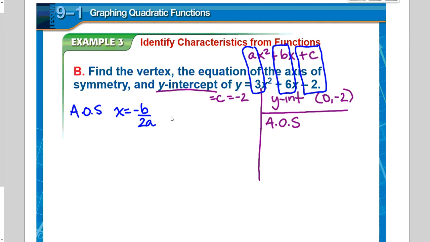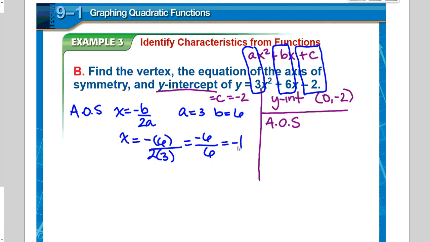So here we go. Let's identify. We know that a is equal to 3 and b is equal to 6. So I'm going to plug that in. In this place, I'm going to put b, 6. And in this place, I'm going to put 3. So we end up with negative times 6, negative 6, and 2 times 3, which is just 6. Negative 6 divided by 6 is negative 1. So we end up with our axis of symmetry. The equation is x is equal to negative 1.